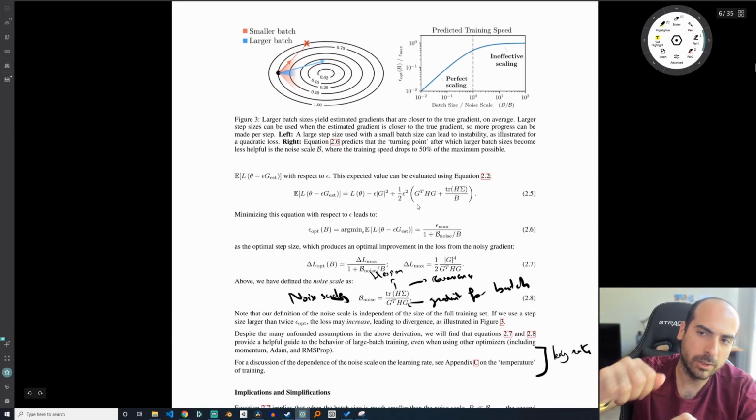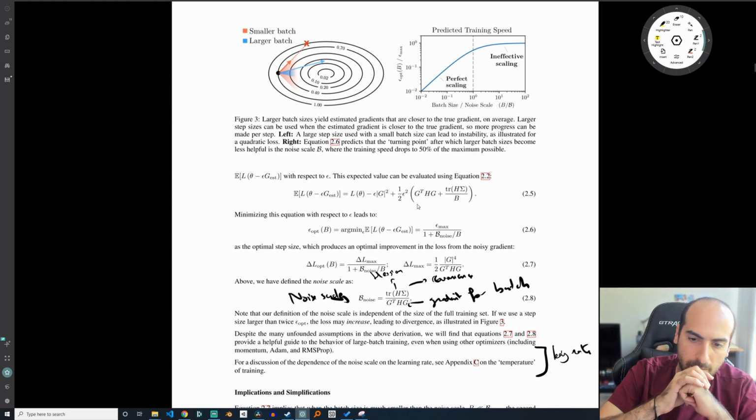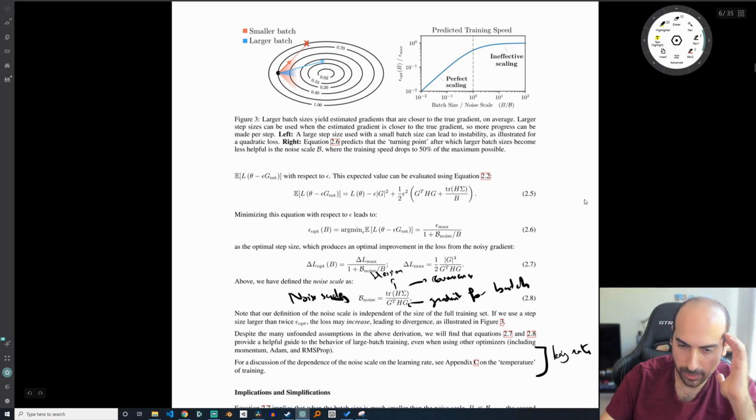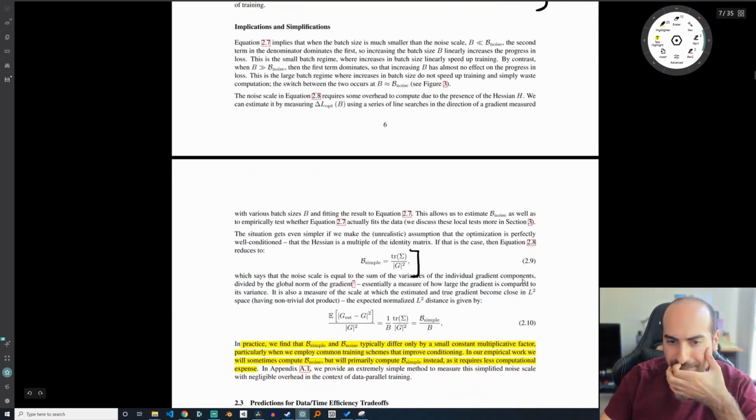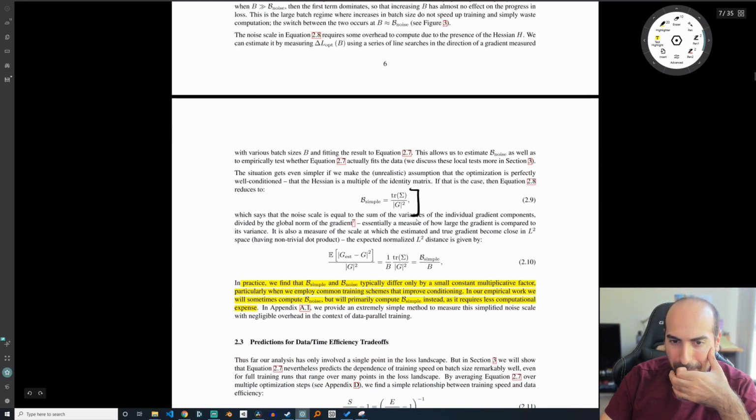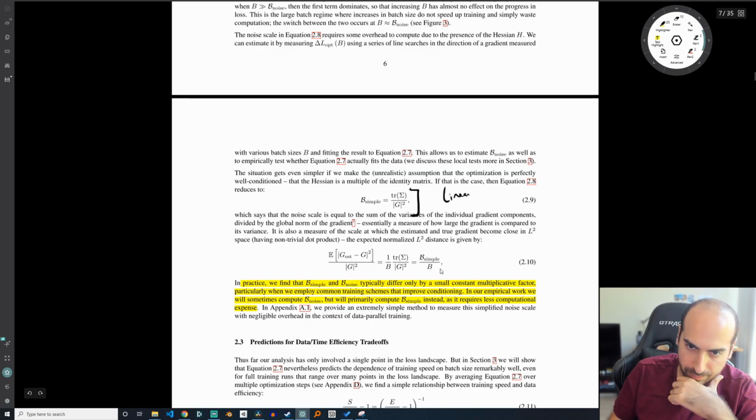Because for every parameter you're computing the derivative with respect to every other parameter. So that's why it ends up becoming like a square. Okay, so let me just write some notes. So this is basically linear time to compute.